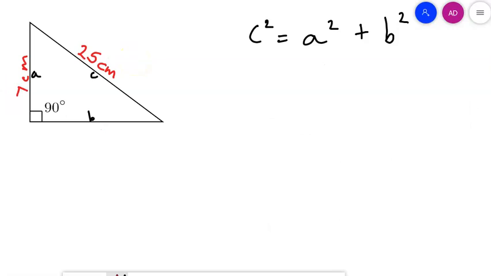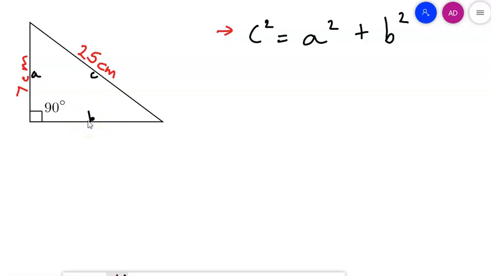In this second example, you'll see that A has the length of 7 centimetres, and C, the hypotenuse, the longest length, has been given as 25 centimetres. So this time you're being asked to find the length of B, one of the shorter sides or legs. So this is the formula that we use to calculate the hypotenuse. We're just going to swap this formula around so that you can find the length of B.